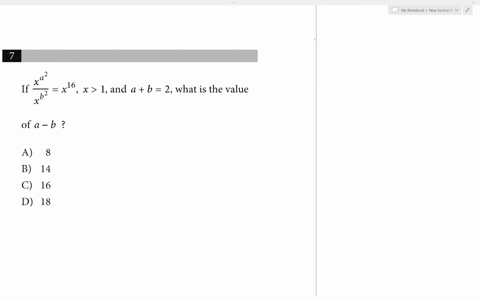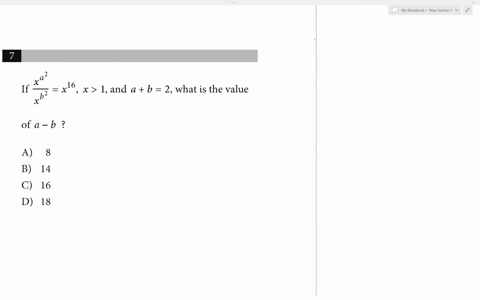And number 7, if x to the a squared over x to the b squared is equal to x to the 16, and x is greater than 1, and a plus b equals 2, what is the value of a minus b? All right. Yeah, so this one is sometimes kind of hard to see where to begin with.